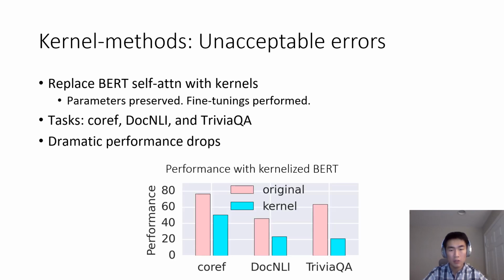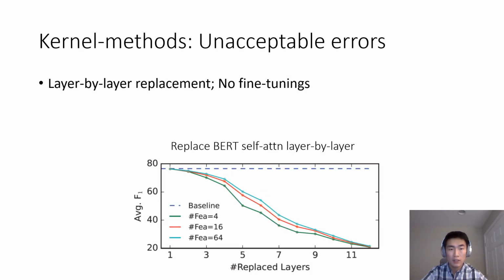In the diagram below, the pink bar is the original BERT model performance, and the blue bar represents the kernel performance. Surprisingly, we find there is a dramatic performance drop if we replace BERT with kernels, which means that the kernel in this scenario is totally useless. We speculate kernel methods can generate certain approximation errors, and BERT is comprised of 12 stacked self-attention layers. Each layer will take the output of the last layer as input, so that the errors can be accumulated.